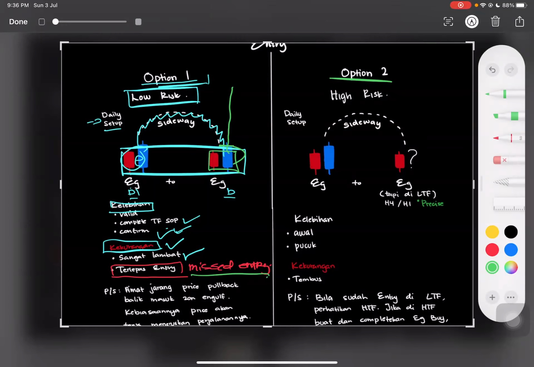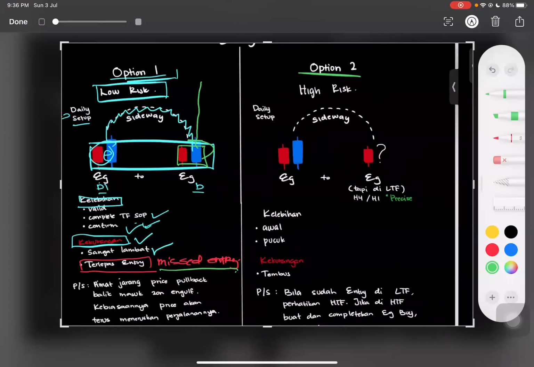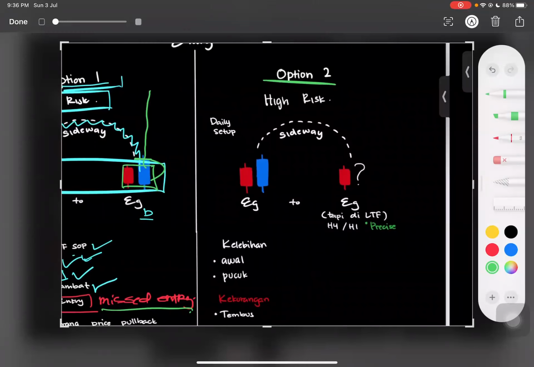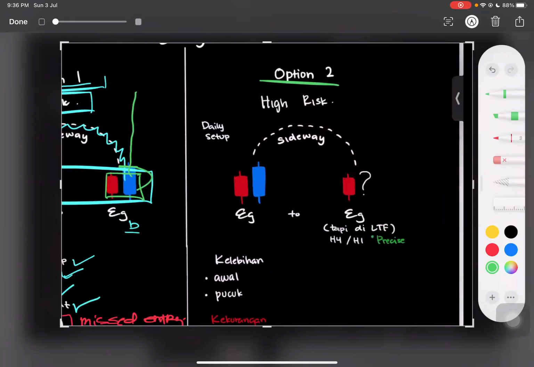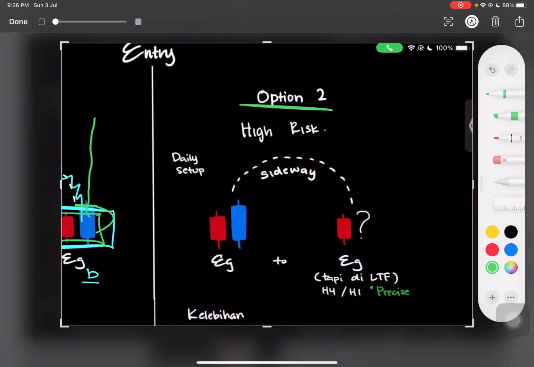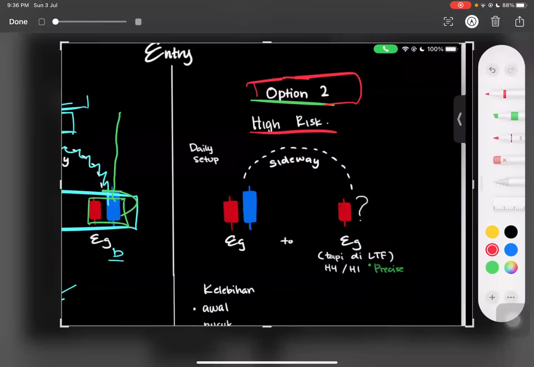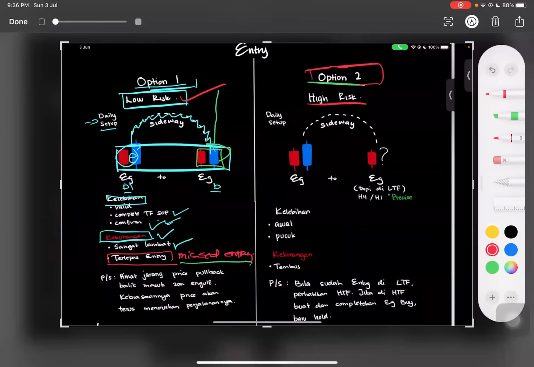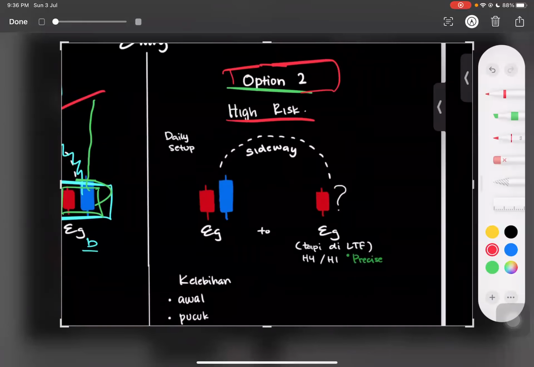So the second option. Please let me know if I talk a bit fast, because sometimes I don't realize. The second option is considered high risk. But most students, and I myself, use option number 2 because it's easier. I'm not going to wait so long for option number 1. For the second option, same thing: let's say you use the daily setup. If you want to use the H4 setup, you can. It depends on you.